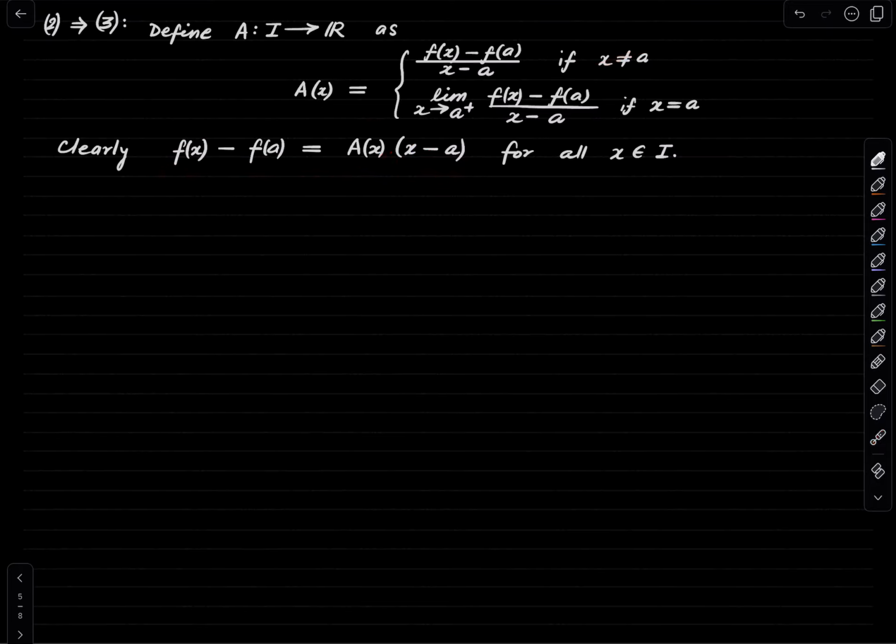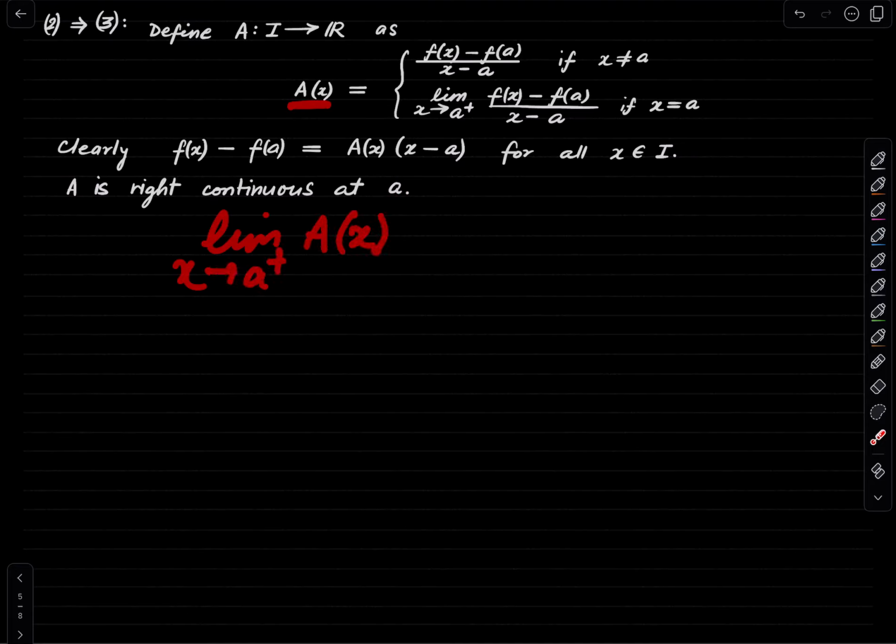But the point is, A is right continuous at a. That's why this was a horrible notation. I mean, capital A is right continuous at little a. Simply because the limit of A(x) as x approaches little a from the right, this is what? This is this limit by definition of the function capital A.